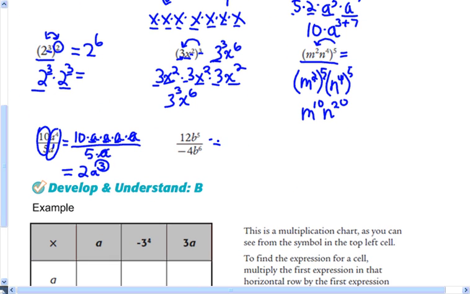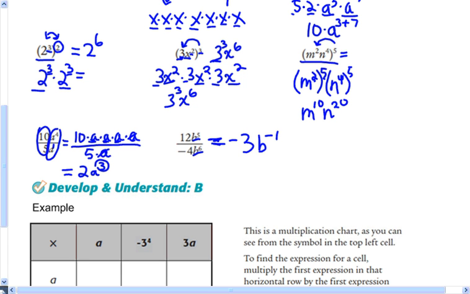So I have 12 divided by -4, which is -3. And then I have b to the 5th on top, b to the 6th on bottom. So if I apply that rule that I just had, I get b to the 5 minus 6. And 5 minus 6 is actually equal to -1. So that's one way I could write it.